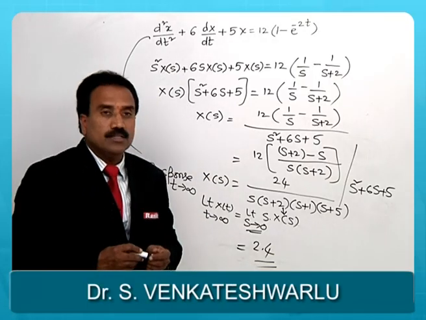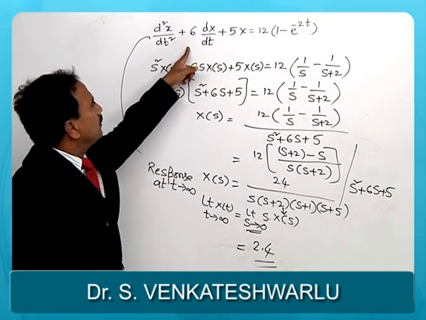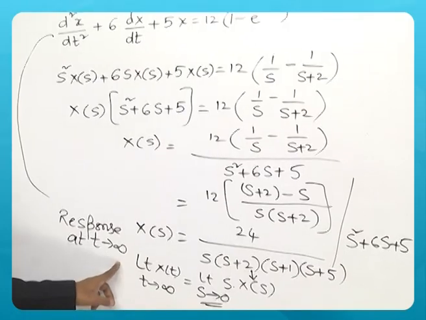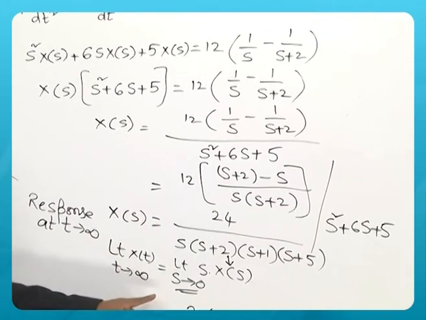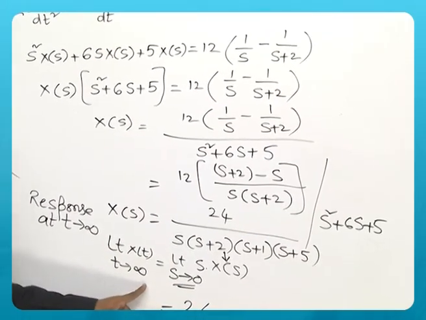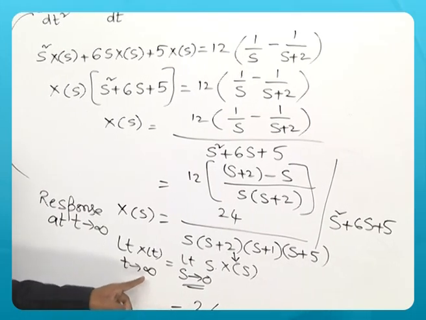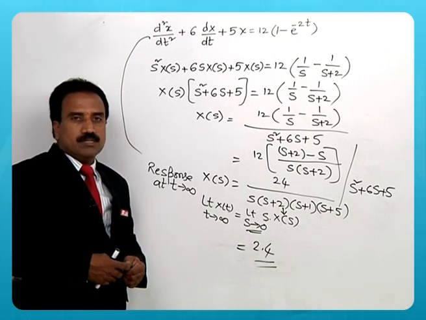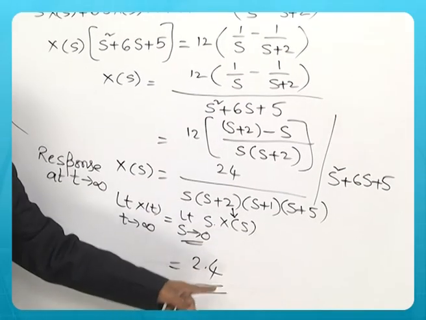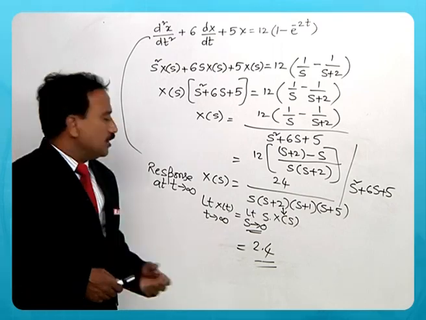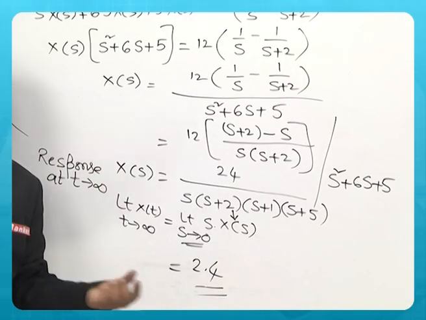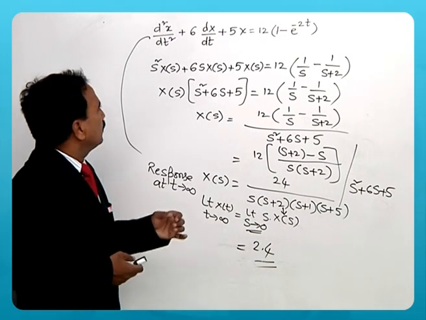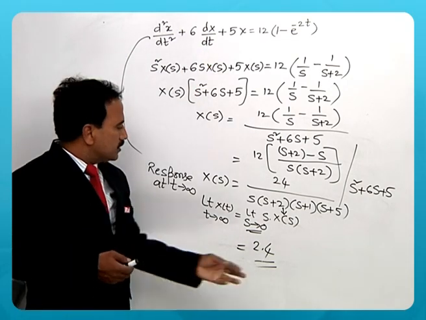So, please remember, when a differential equation is given and you are asked to find out the response as time approaches infinity, you can use the final value theorem: limit t tending to infinity x of t equals limit s tending to 0 s into x of s. Substitute x of s here and get the value. So, this 2.4 is the response as time approaches infinity, meaning the steady state value. The steady state value of this particular response is 2.4.